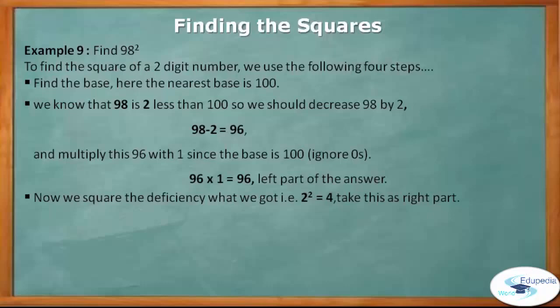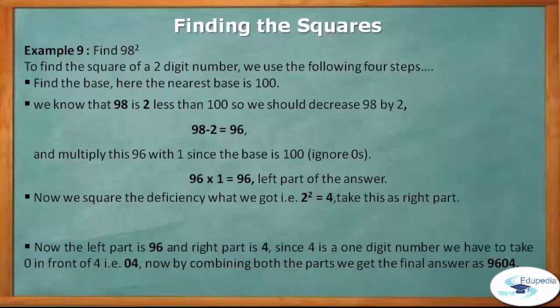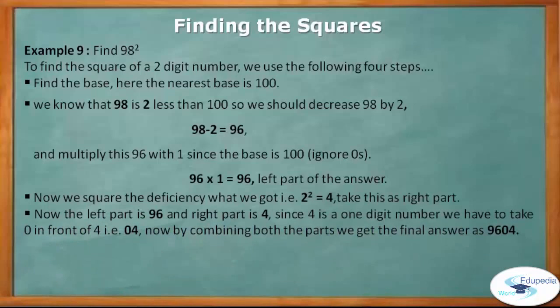And finally moving to step number 4. Now if you observe, the left part what we have got is 96 and the right part what we have got is 4, but here the right part has only one digit, whereas the number of zeros in the base is 2. So therefore the number of zeros and the number of digits in the right part of the answer are not equal.